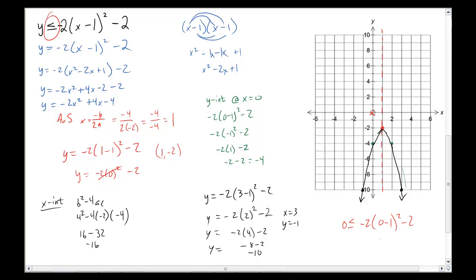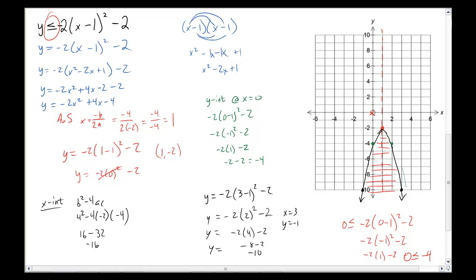So this, of course, will be negative 1, so it'll be negative 2 times negative 1 squared minus 2. I will square the negative 1. Negative 2 times 1 minus 2 will give me negative 4. So I end up with 0 is less than or equal to negative 4, which is not a true statement. Negative 4 is definitely less than 0. And so in that case, that's not working. I'm going to have to say shade the other side. And so here's my answers.